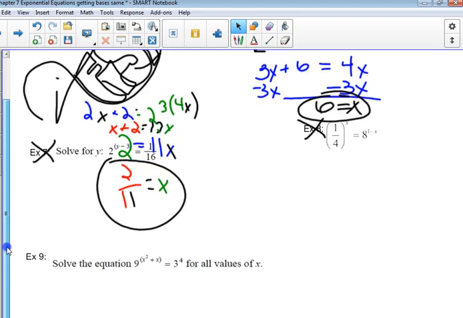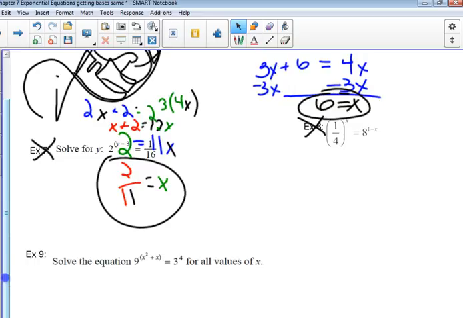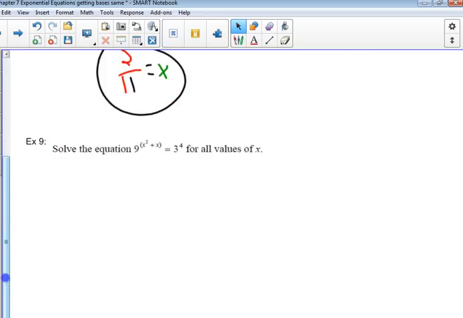All right, guys, for your last question here, we have a 9 and we got a 3. Can we make a 9 using a 3? Yeah, 3 to the what? Second. 3 squared. Great job. 3 to the second. Nice.